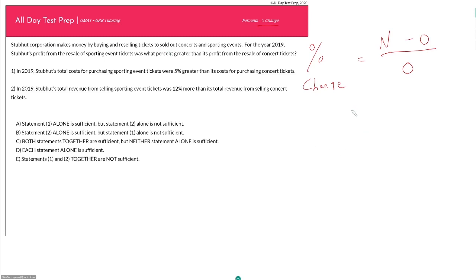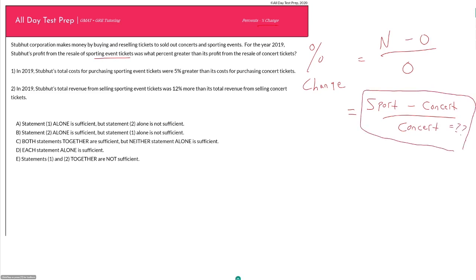If we want to figure out what our new value and old value are, they are telling us that our sporting event profits are greater than our concert profits. So you would want to make your sporting profits your new value, because that way you will end up with a positive percent change. So this means my sport ticket profits minus my concert ticket profits, all over my concert ticket profits, is our question.